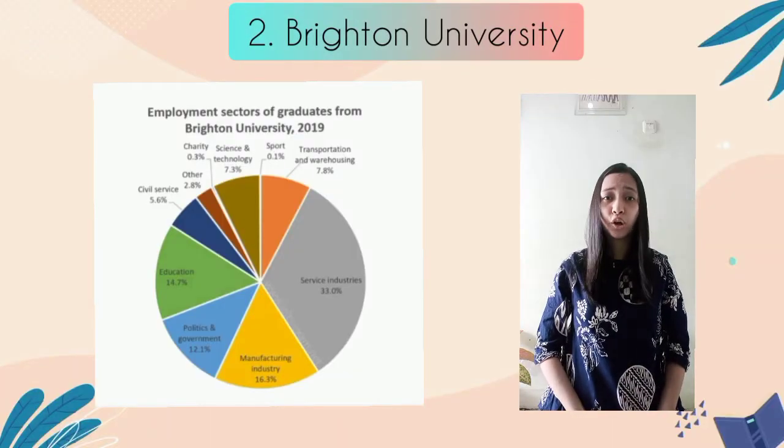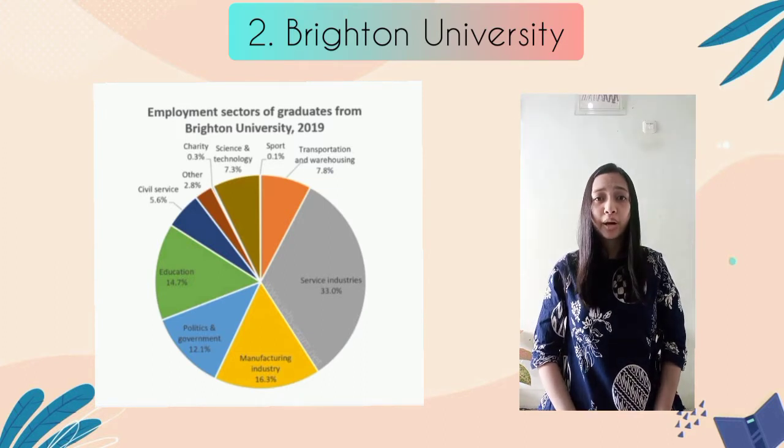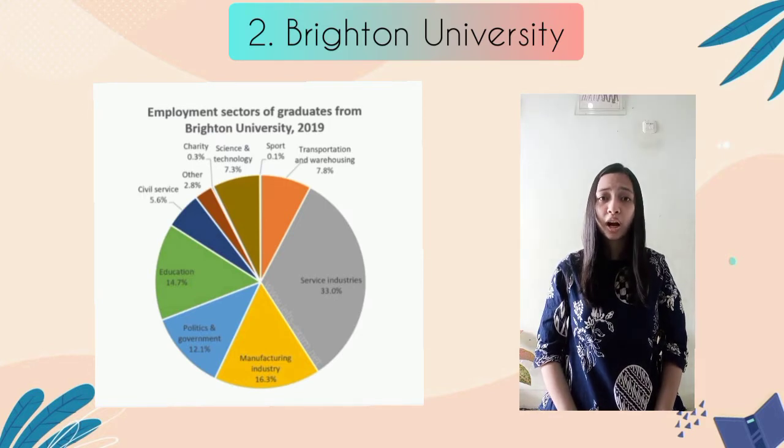The chart below shows the proportion of graduates from Brighton University in 2019 entering different employment sectors. Summarize the information by selecting and reporting the main features and make comparisons where relevant. The pie chart compares the percentage of students from Brighton University in the year 2019 choosing their workplace after graduating regarding 8 different sectors. Overall, the service industry is the most prevalent of any sector.